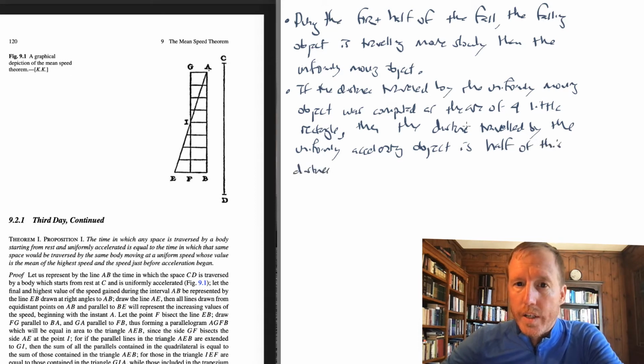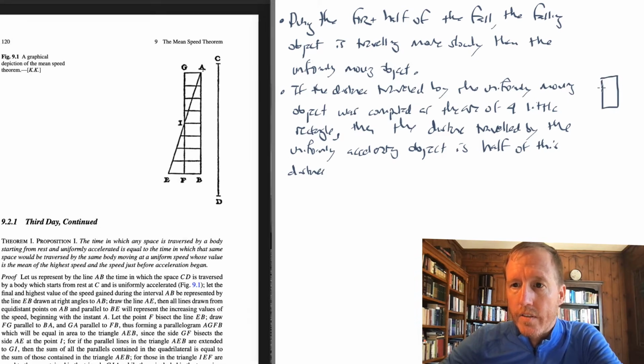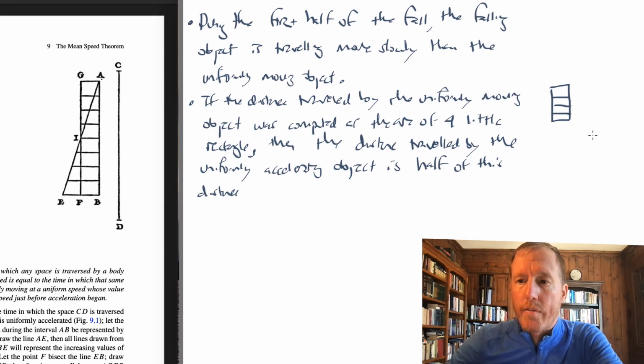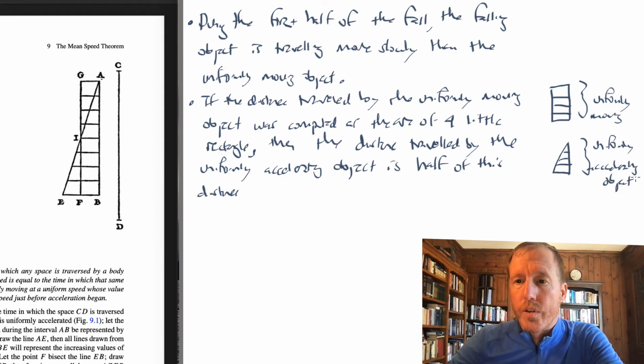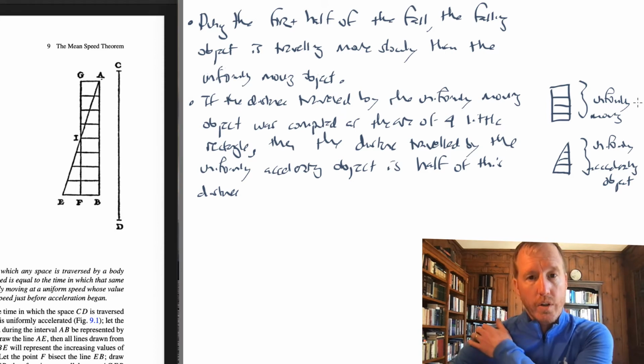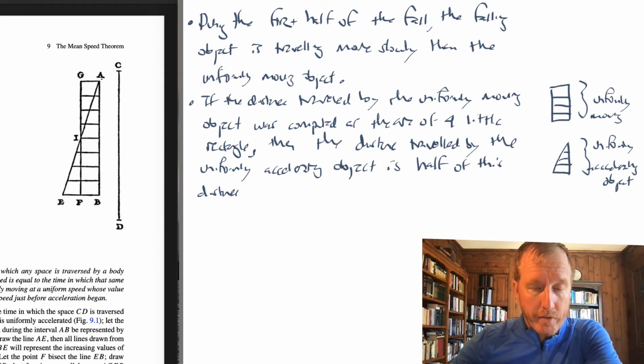Right? So in the 4 rectangles, if we were to draw it like this, that would represent the distance traveled by the uniformly moving object. And half of this, that is the area of that triangle, this would be the uniformly accelerating object. This is probably obvious to you also, just from the area of a triangle is 1/2 the base times the height, whereas the area of the rectangle is the base times the height. So clearly the distance traveled during the first half of the fall is going to be half as far for the uniformly accelerating object compared to the uniformly moving object. Hopefully that makes sense. Well, what about during the second half of the fall?